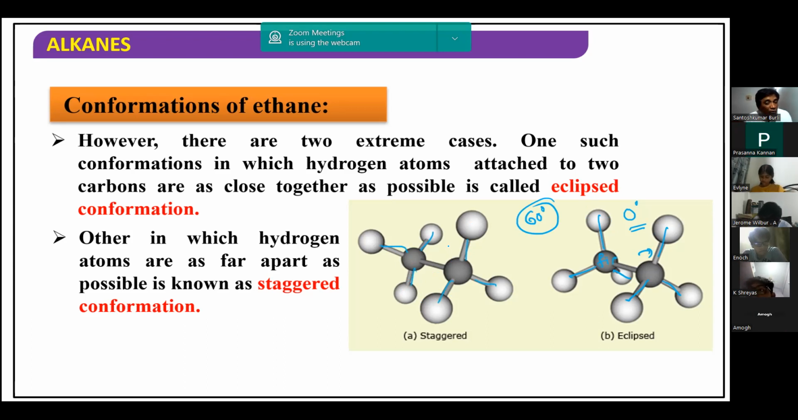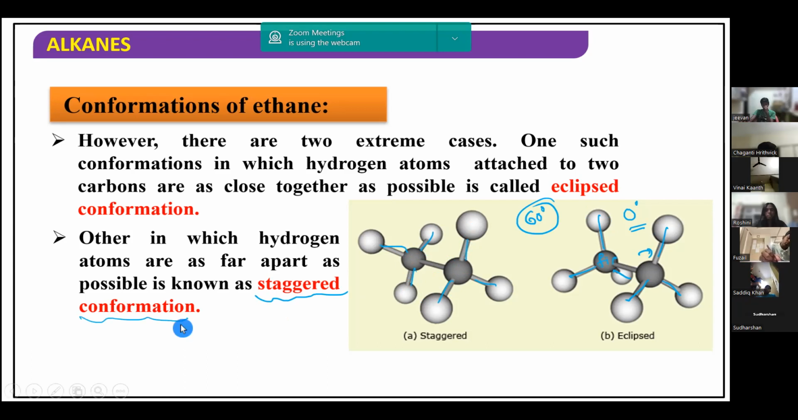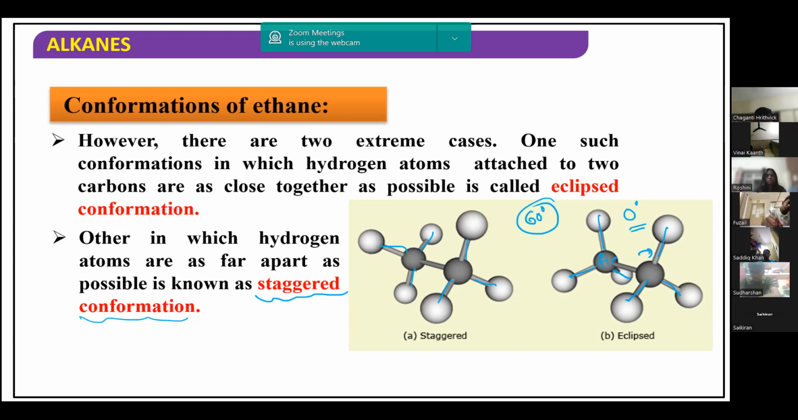Such a conformation wherein the CH bonds of two carbon atoms are maximum away from each other is called staggered conformation. So we call it staggered conformation when the CH bonds of adjacent carbon atoms are maximum away from each other. These are the two important conformations we need to understand: one is eclipsed conformation, another is staggered conformation. Remaining all are called skew conformations. So two extremes we are learning here. One is maximum near to each other, the CH bonds. Another is maximum away from each other, the CH bonds.